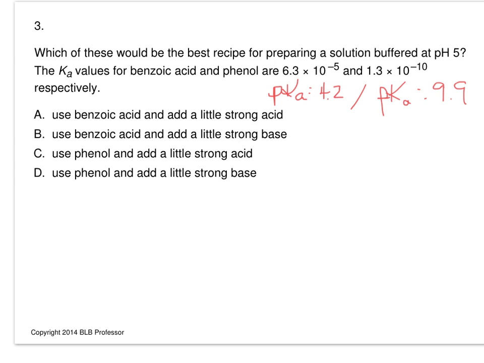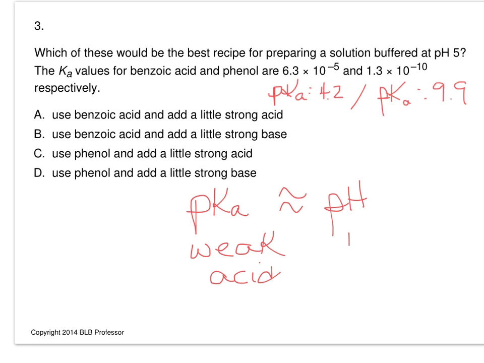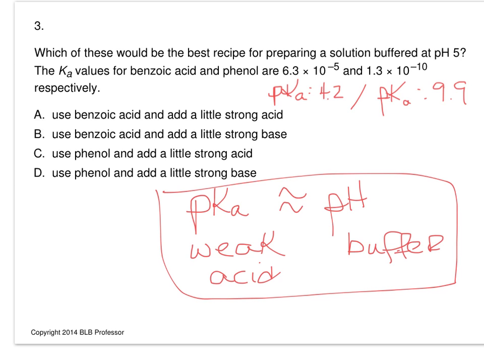This problem is checking to make sure that you understand once again how to make a good buffer. We've talked about what you need in it, that you need a weak acid and its conjugate base or a weak base and its conjugate acid, but there's also another requirement for making a good buffer, and that is that the pKa of the weak acid you're using should be about equal to the pH that you want your buffer to be controlled at. So that's really important to understand.